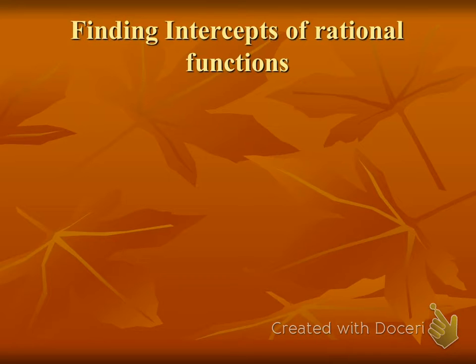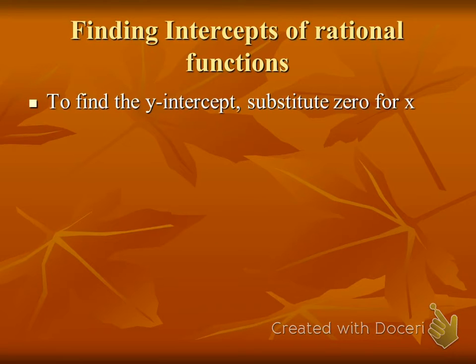Now, by intercepts, we mean the x-intercepts and the y-intercept. Because it's a function, it can't have more than one y-intercept. That wouldn't be a function if it did. But finding the x-intercepts and the y-intercept. How do you find the y-intercept for any function? Make x 0. Substitute 0 for x. So to find the y-intercept, you substitute 0 for x.